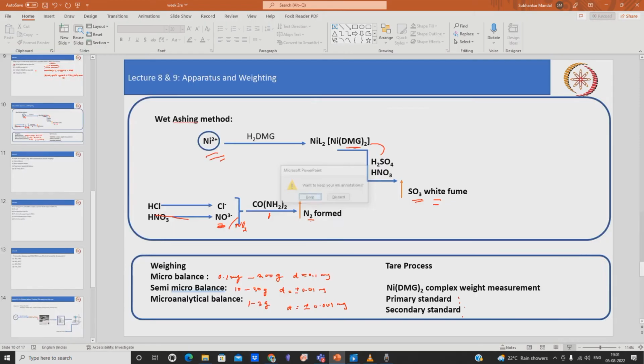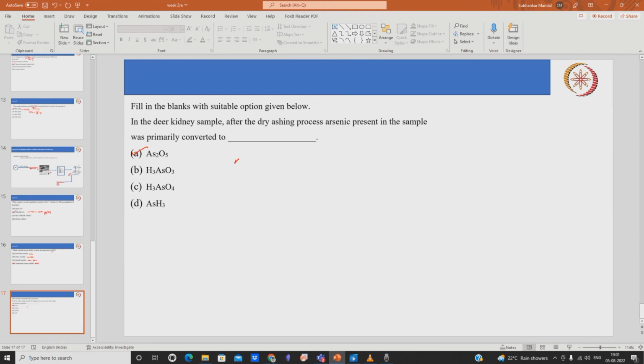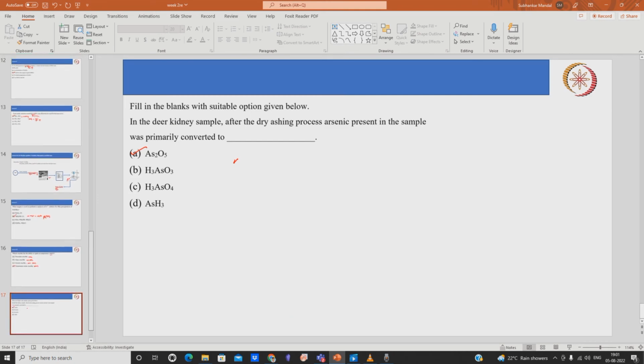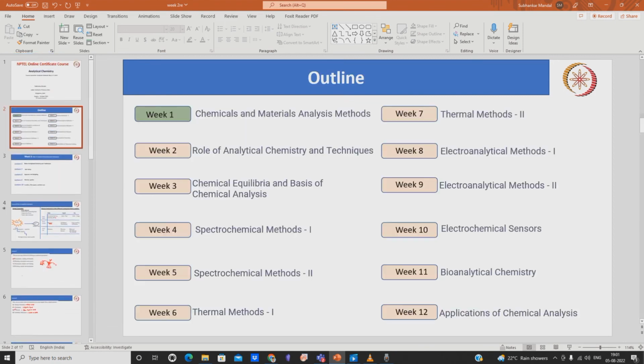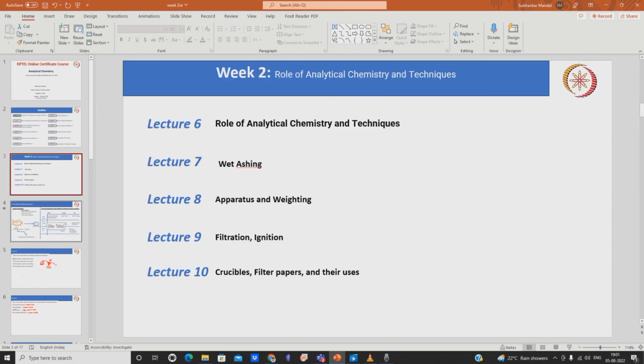I think up to this the time is also over. In the next class, we'll learn about chemical equilibrium and basics of chemical analysis. If anyone has any question, you can ask.